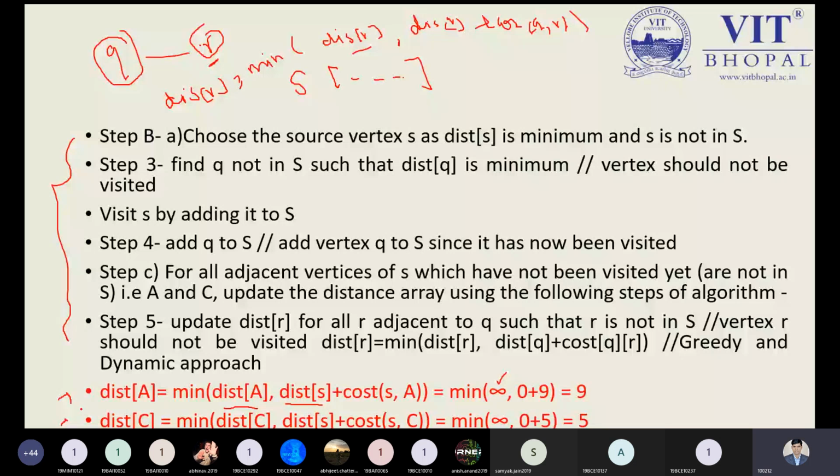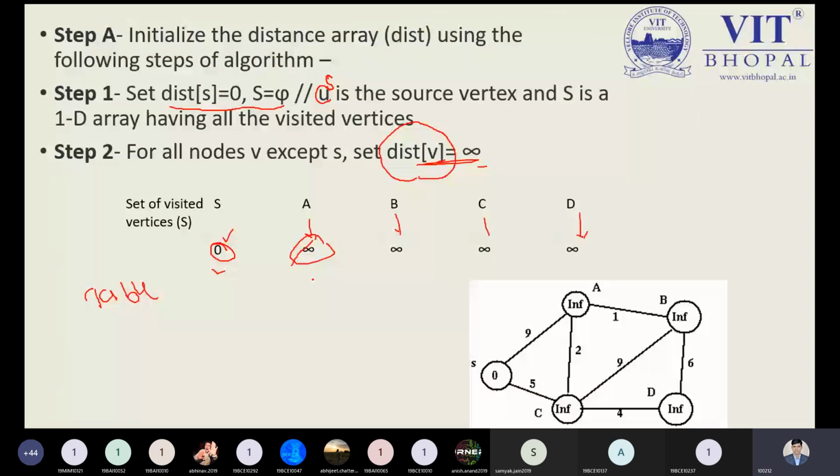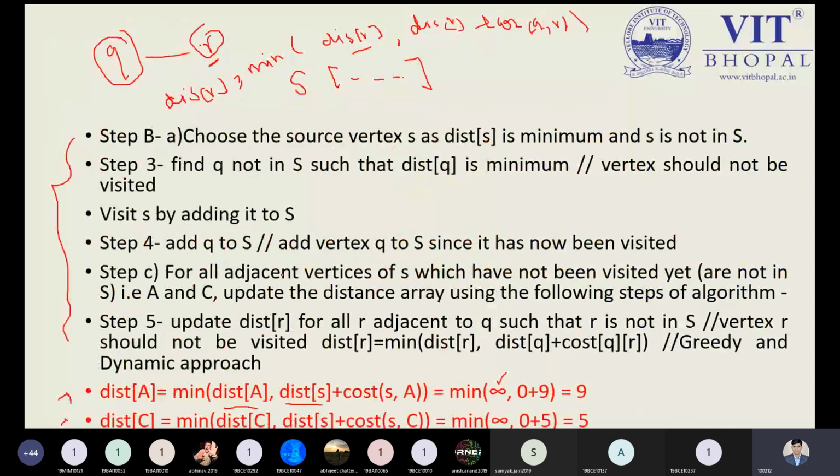Yes, friend, please tell me. Yes, sir. So what distance did we get for A and C? Previously it was infinity, so we will update A by 9 and C by 5. Can I? Yes, sir. So my table will be updated. I am doing this on my page as well, and you can also update this value. So the updated distances we have over here.